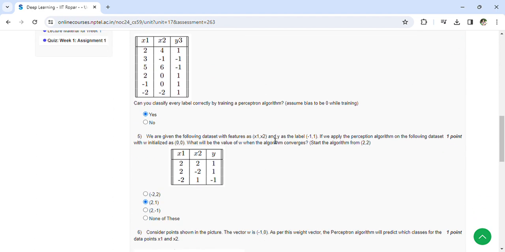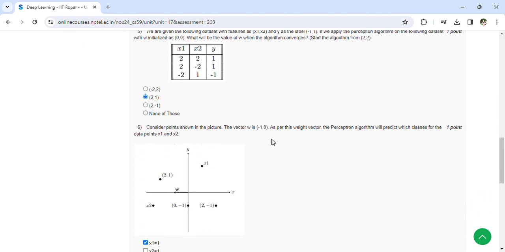Coming to the fifth question, we are given the following data set with the features as x1, x2 and y as the label -1, 1. If we apply the perceptron algorithm on the following data set with w initialized as 0, 0, what will be the value of w when the algorithm converges? So here we have a table x1, x2, y: 2, 2, 1; 2, -2, 1; -2, 1, -1. So the value is 2, 1 when the algorithm converges.